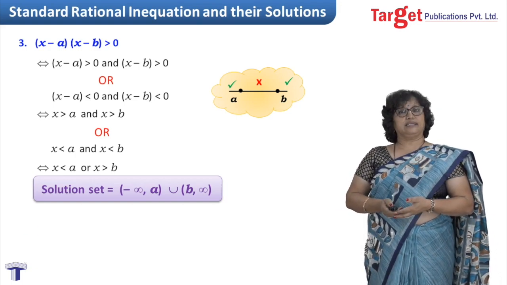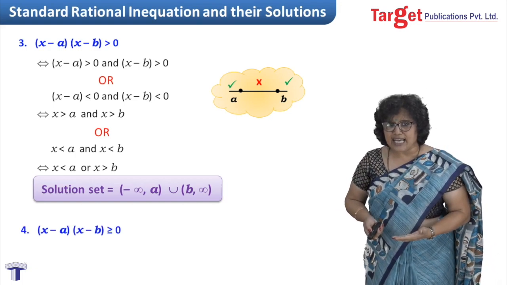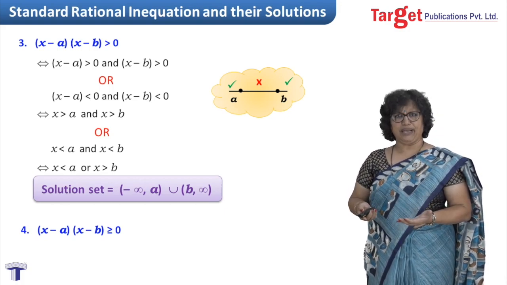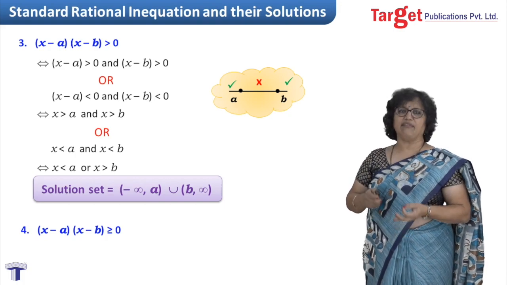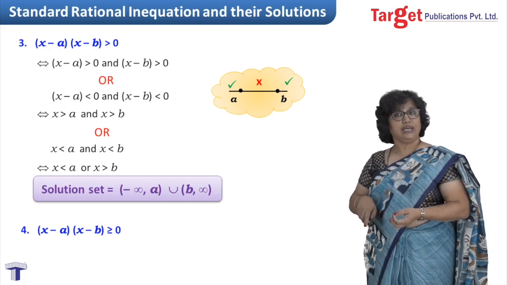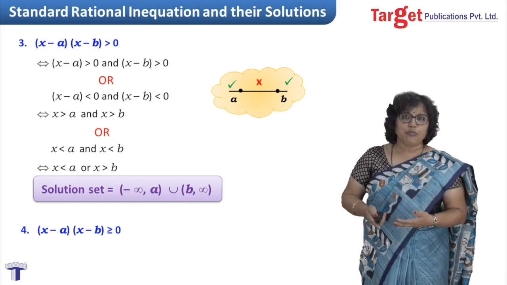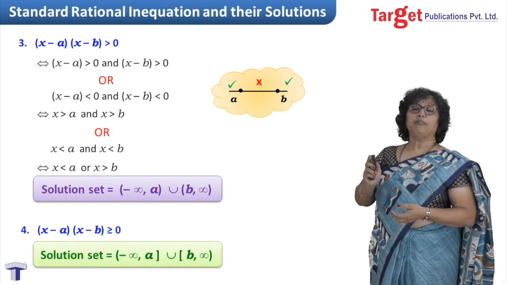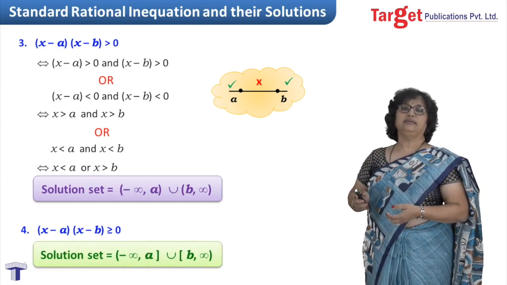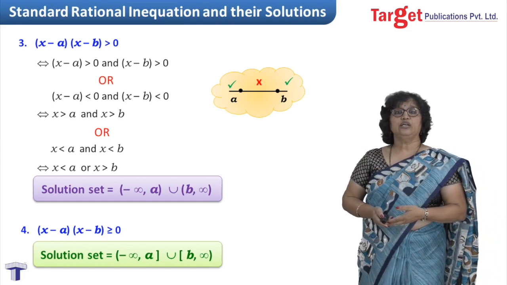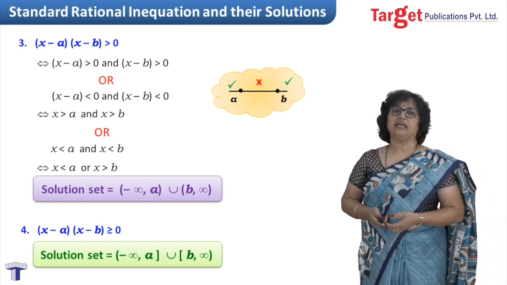I go to the next, that is (x minus a)(x minus b) greater than or equal to 0. What corrections will have to be made? Instead of less than, I write less than or equal to. Instead of greater than, I write greater than or equal to. And instead of round brackets, I write closed brackets. My solution set will turn out to be minus infinity to a, closed, that is square bracket, union closed b to infinity. So we now have 4 types and their 4 solutions.